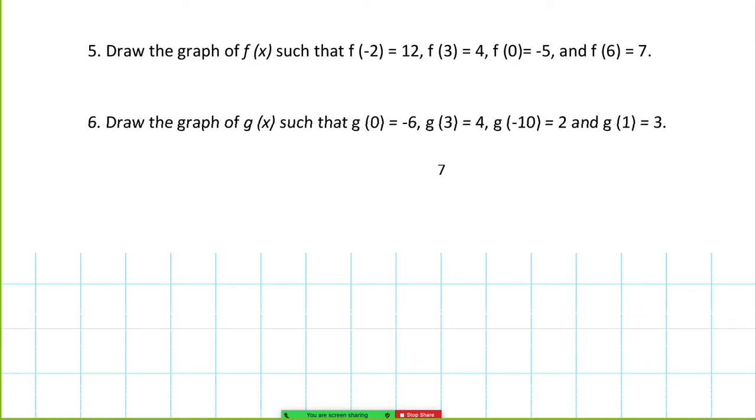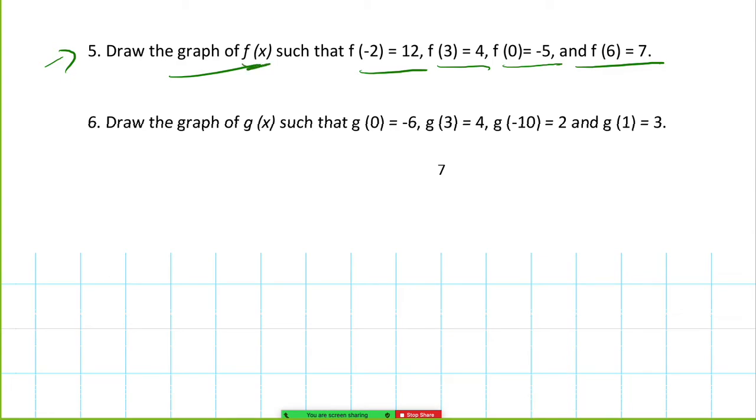We have two questions here. We're going to try to tackle both of them. We have one: draw a graph of f(x) such that f(-2) is equal to 12, f(3) is 4, f(0) is -5, and f(6) is 7. Think of each of these as a set of coordinates, okay?